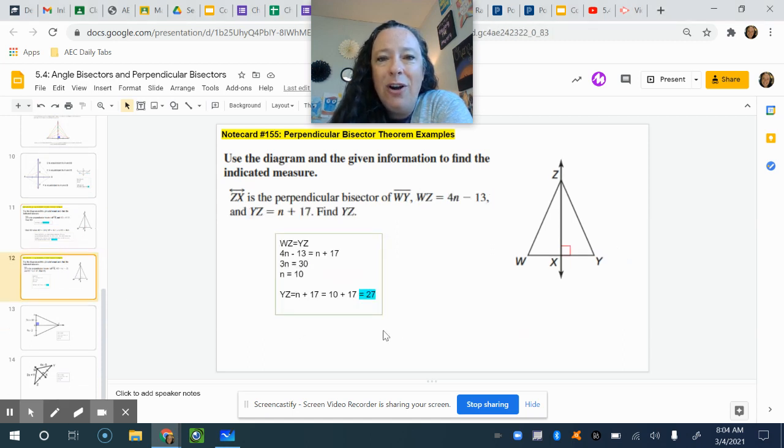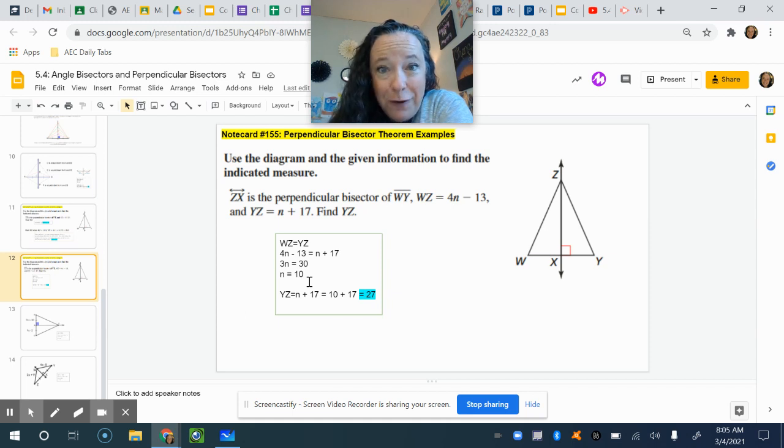Last, note card 155. Use this diagram. It's the same diagram. It's telling me right here that it's a perpendicular bisector, and it tells me that WZ is 4n minus 13, and YZ is n plus 17. Well, what do we know? They are congruent because Z lies on the perpendicular bisector. So we set them equal, solve for n.